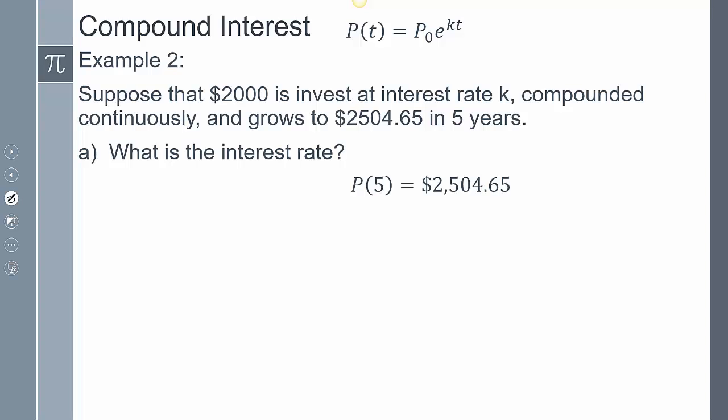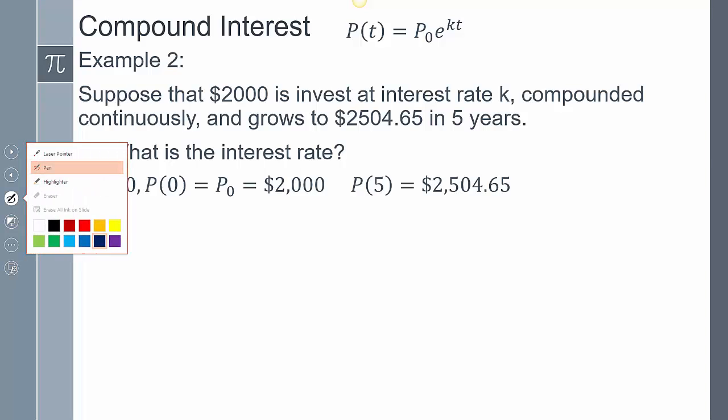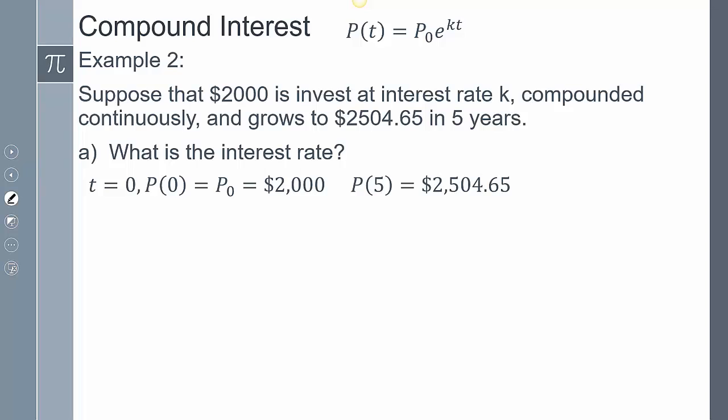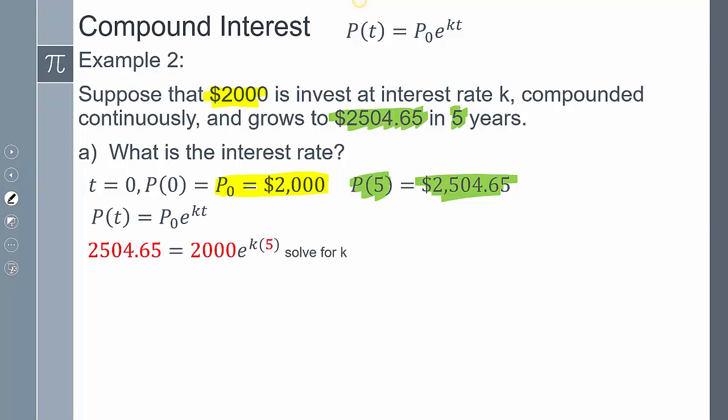So looking at A, what is the interest rate? We need to pull some information first. I know that my starting value is going to be 2,000, so that's why I said my P naught is going to be 2,000. Then I know that it grows to this amount in 5 years, so I can say that my P of 5 is $2,504.65. I can substitute those values into the equation, and I'm going to get $2,504.65 equals 2,000 e to the k times 5.